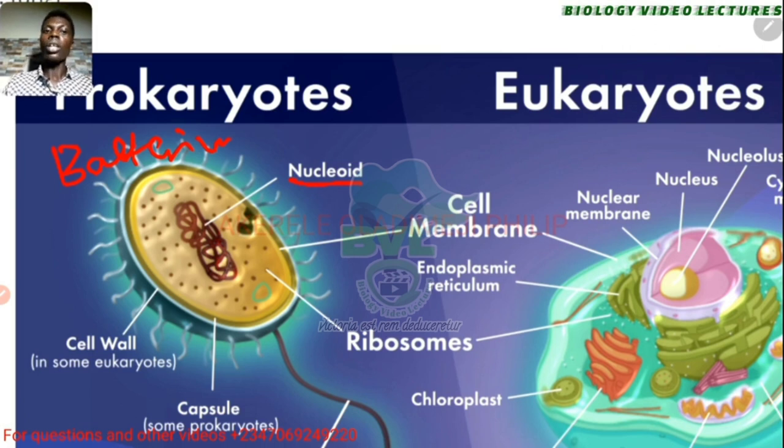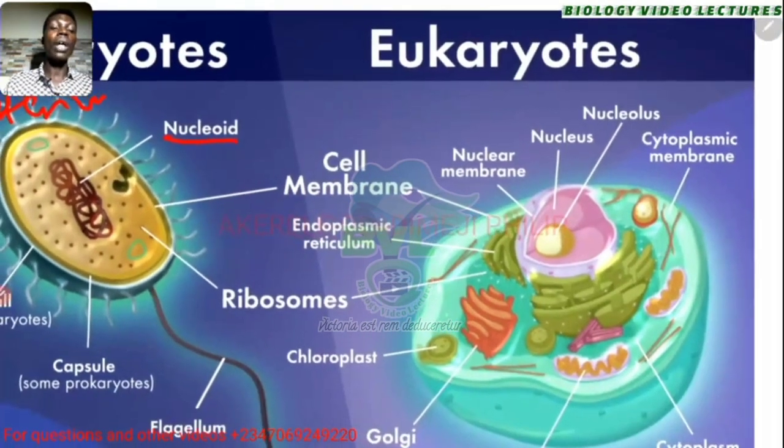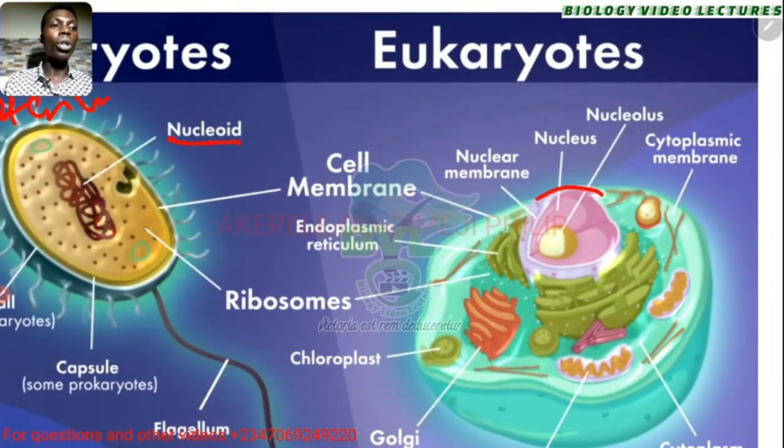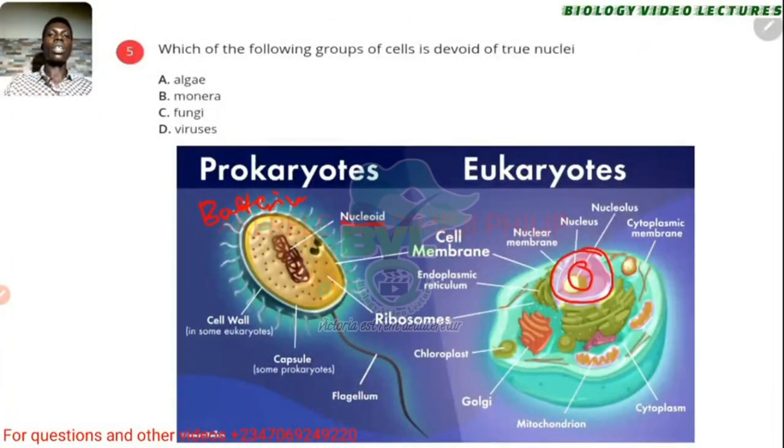All right, so when somebody asks you what the nucleoid is, it is the area where the genetic material in prokaryotes is found. However, they don't have a true nucleus. On the other hand, eukaryotes have a true nucleus. You can see the genetic material is within this fenced place. So prokaryotes don't have a well-defined nucleus. All right, so the answer remains Monera.